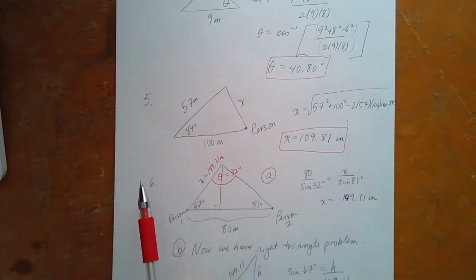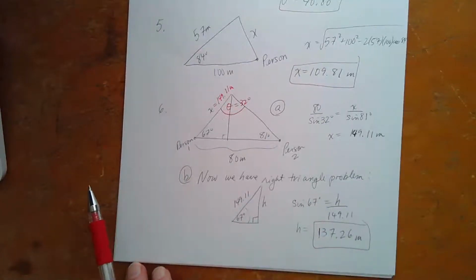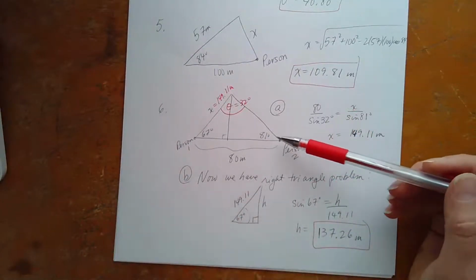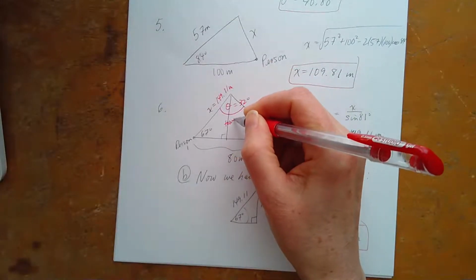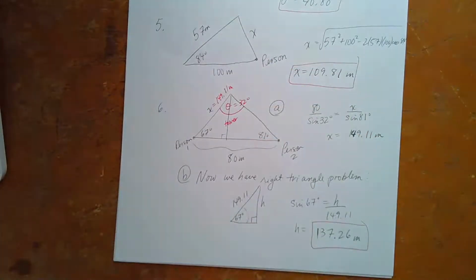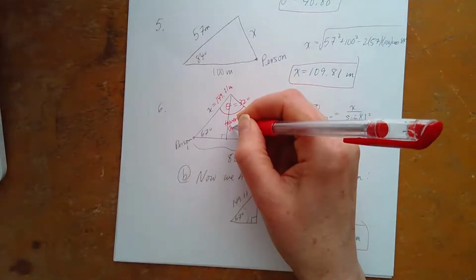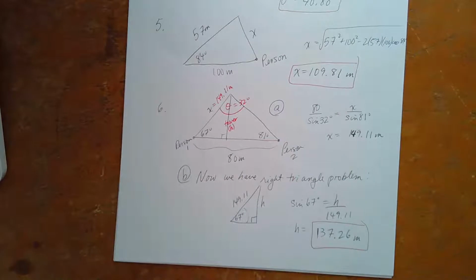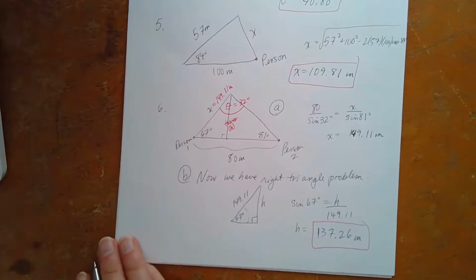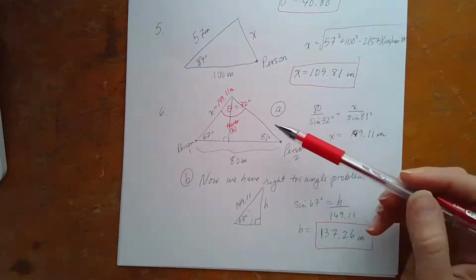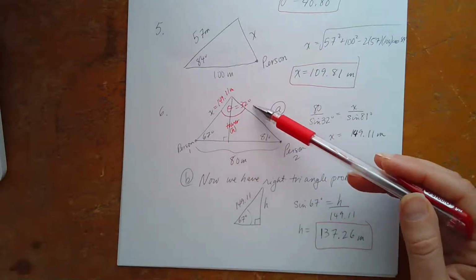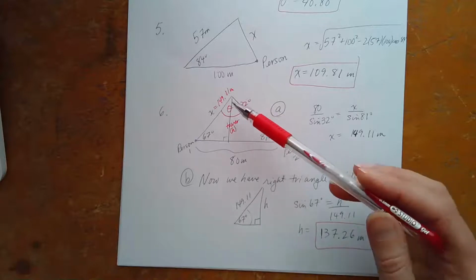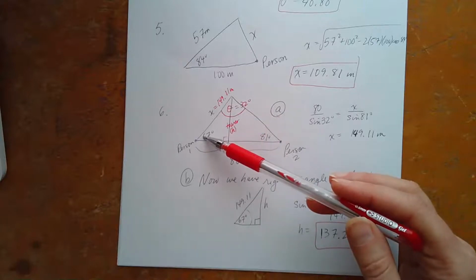And then finally, this last question involved 2 people on either side of a tower, right? This is the tower, which is what they wanted you to find. I'll call that h because they wanted the h, the height. Again, we had to use the law of sines in this question. If we know these 2 angles, we know this third angle. I use the law of sines in order to find one side of the larger triangle.